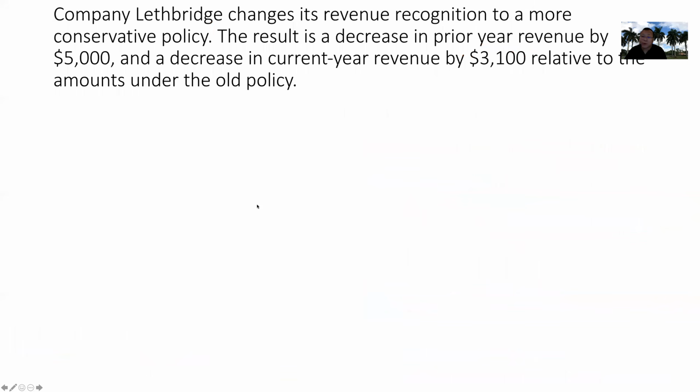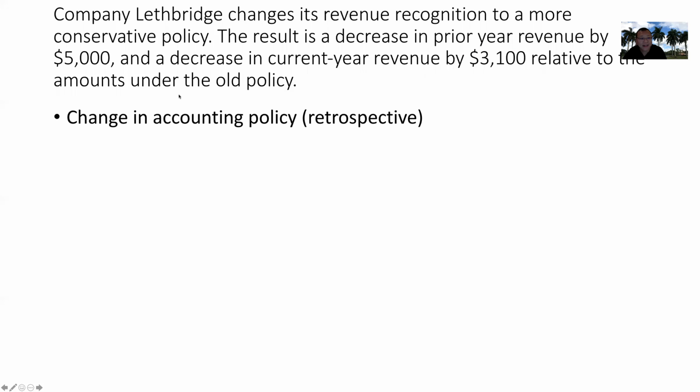Okay, I hope you understand this. Let's move on to the last example. Company Lethbridge changes its revenue recognition to a more conservative policy. The result is a decrease in prior year revenue by 5,000 and a decrease in current year's revenue by 3,100 relative to the amounts under the old policy. So we can see this is a change in accounting policy, right? They switched to a more conservative policy.